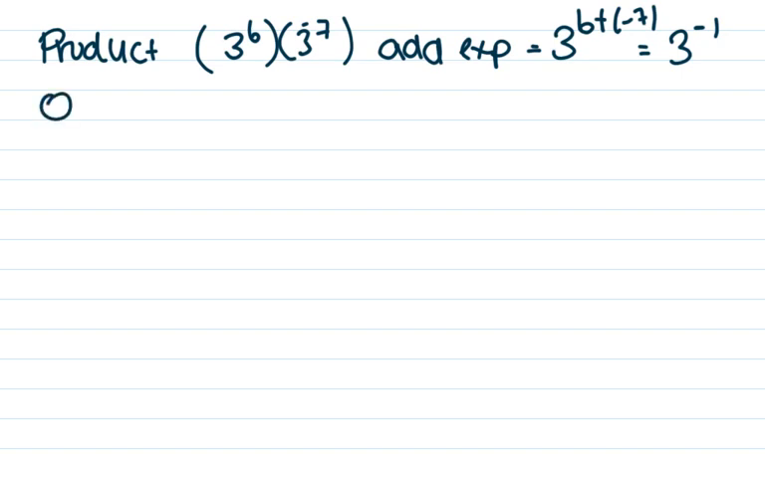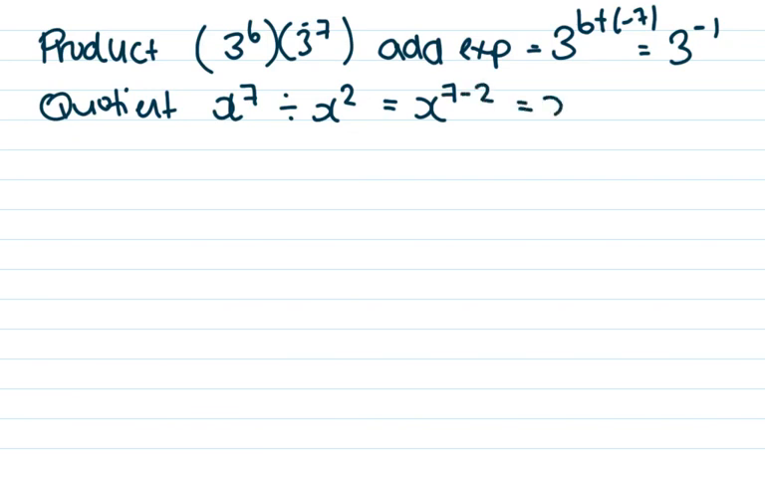The quotient law is that if I'm dividing two numbers with the same base, I can subtract their exponents. So if I have x to the power of 7 divided by x to the power of 2, that would be x to the power of 7 minus 2, which would be x to the power of 5.